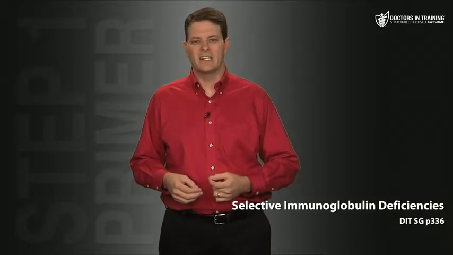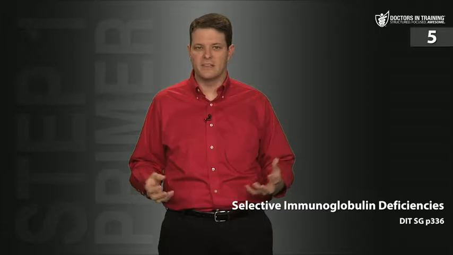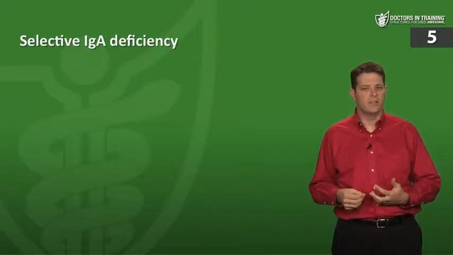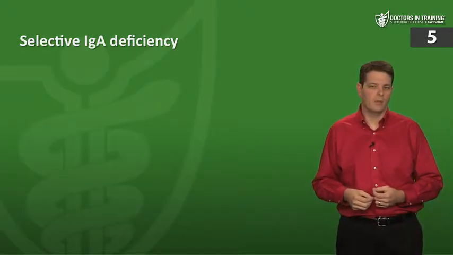The other B-cell deficiency to know about is called a selective immunoglobulin deficiency. So B cells make immunoglobulins, right? So if there's a deficiency of a specific immunoglobulin isotype, that's going to cause problems. Now there are lots of these selective deficiencies, but the only one you need to worry about is the IgA deficiency. So selective IgA deficiency is the most common immunoglobulin deficiency.